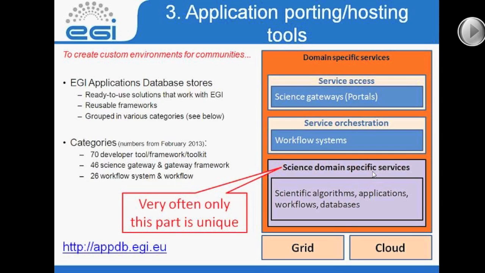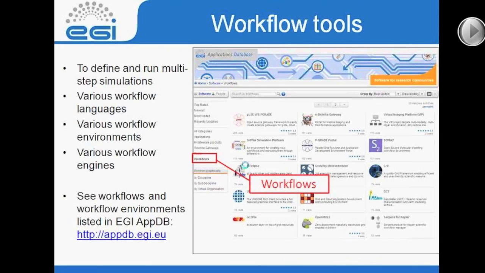So the purpose of the application database is to categorize and provide visibility to those science gateways, portals, and those workflow systems that could be reused across different use cases, across different scientific communities, across different countries or regions. And that is why we are tagging and categorizing the reusable tools as science gateways and workflow systems in the application database. So depending on your needs, you can find the relevant items in the applications database. So I'm going to talk first about the workflow tools, and then after that about the science gateway tools that exist in EGI.